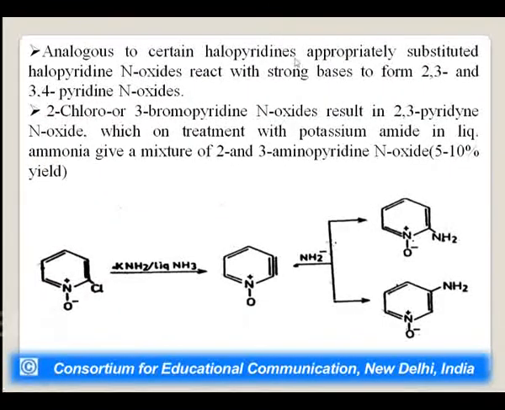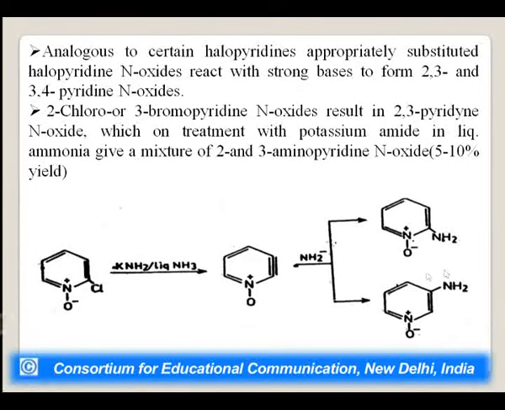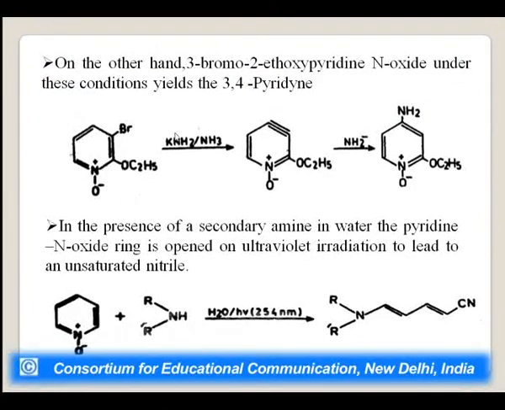Analogous to certain halopyridines, appropriately substituted halopyridine N-oxides react with strong bases to form 2,3- and 3,4-pyridyne N-oxide. 2-Chloro or 3-bromopyridine N-oxides result in 2,3-pyridyne N-oxide, which on treatment with potassium amide in liquid ammonia gives a mixture of 2- and 3-aminopyridine N-oxide. The yield will be 5 to 10%. Here you can see the reaction, how the substitution takes place via this. You can see this is a benzyne or hetaryne, as we have discussed in pyridine. This is the hetaryne kind of intermediate formed in this reaction. On the other hand, 3-bromo-2-ethoxypyridine N-oxide under these conditions yields the 3,4-pyridyne.